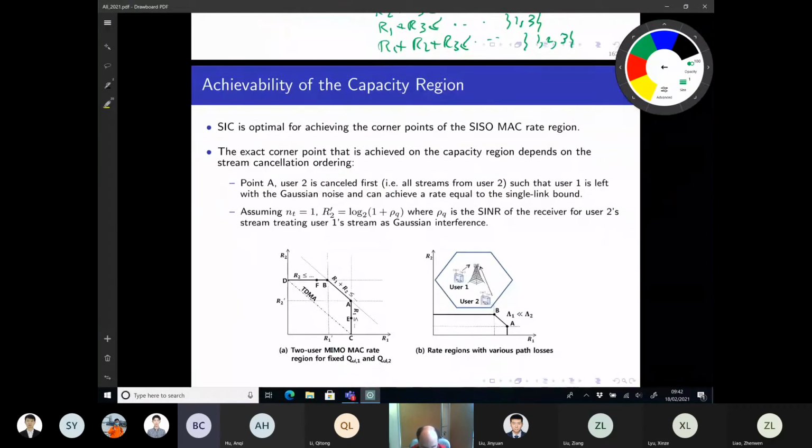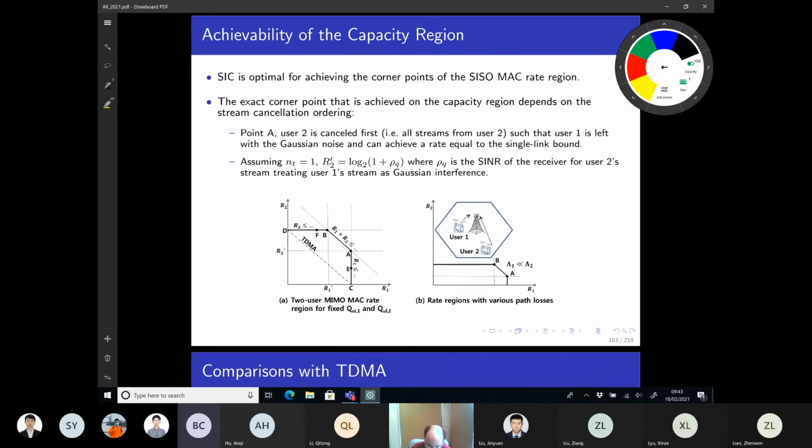Right. So this is what I was just saying, that SIC now is actually the optimal strategy to achieve those corner points, and which point we achieve depends on the decoding order. Imagine now that user 1 is much closer to the base station than user 2. So I have very different path loss for user 1 and user 2, right? That means the rate R1 for user 1 will be smaller than something, and R2 will be smaller than something.